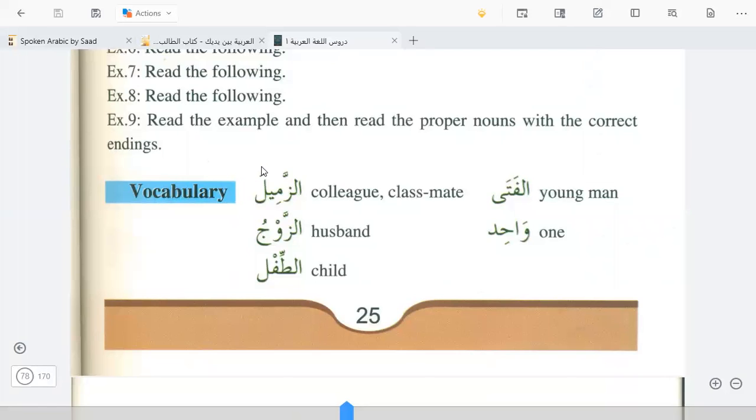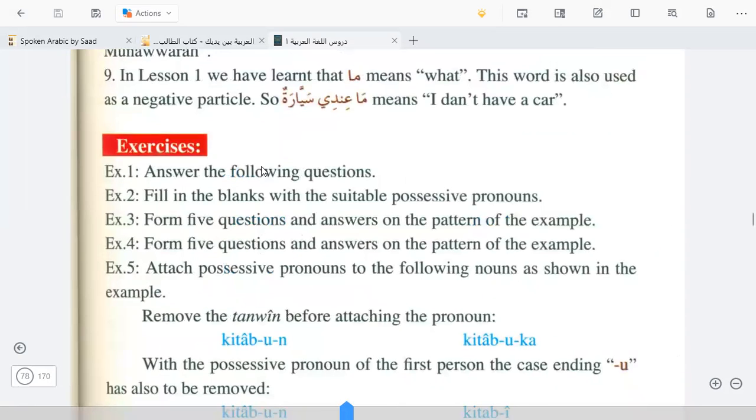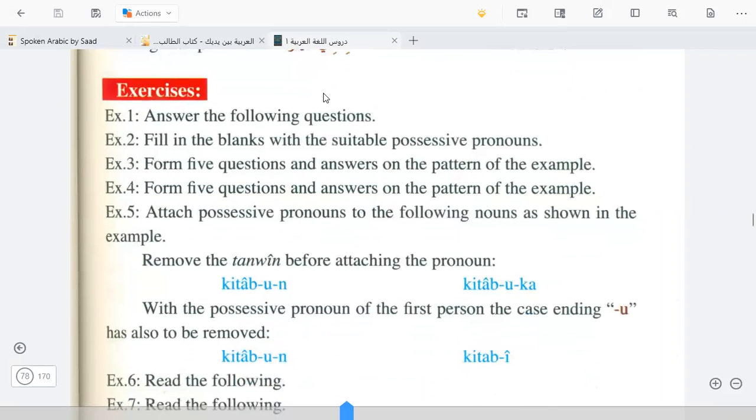Any question about this chapter? Yes, ma'am, I have a question. Hindi means with. And when we use Hindi with a pronoun, that means I have. Yes. So here, ma Hindi means I have not, I don't have. Yes. I don't. Okay.